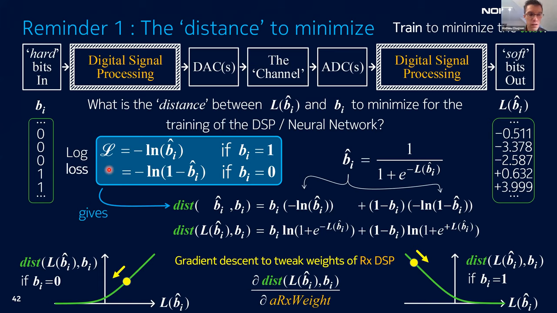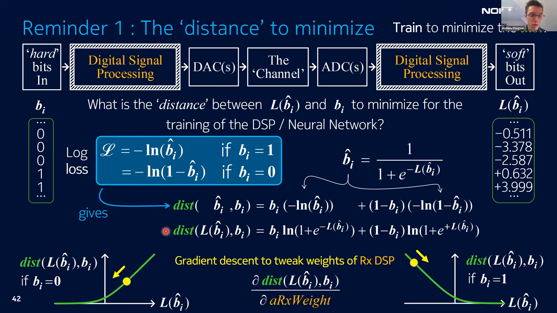And if I distill all this into one equation, that I'm pointing at right now with my red cursor, I get this equation here, and if you just plug things in, you see that it's exactly the same thing. And if I instead use the definition of B hat as a function of L of B hat, then I get this definition, which is exactly equivalent for the distance that I'm trying to minimize.